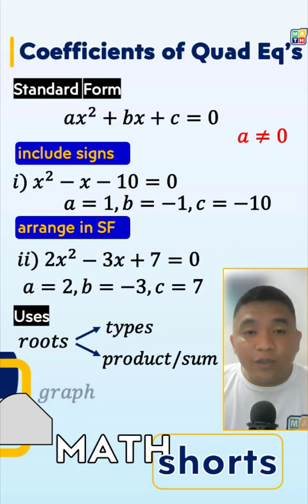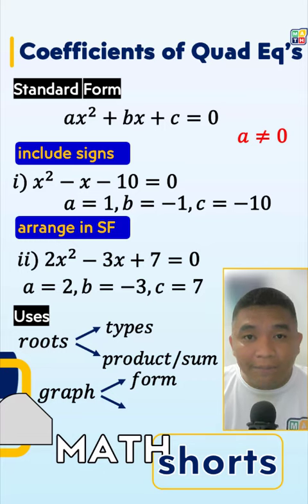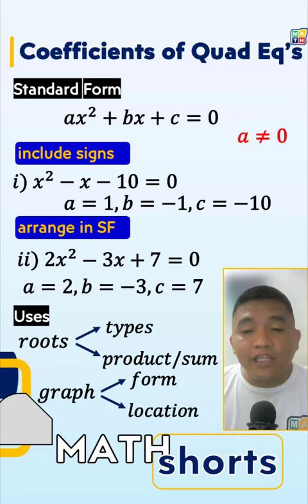Also, one of the uses for the coefficients is on learning or analyzing the graph. Even without other concepts, we can of course determine the form of the graph or the direction of the concavity of the parabola. At the same time, the location of the graph in terms of its intercepts and the entire picture. So just learning coefficients of quadratic equation, we have an advantage in learning all of these concepts at hand.